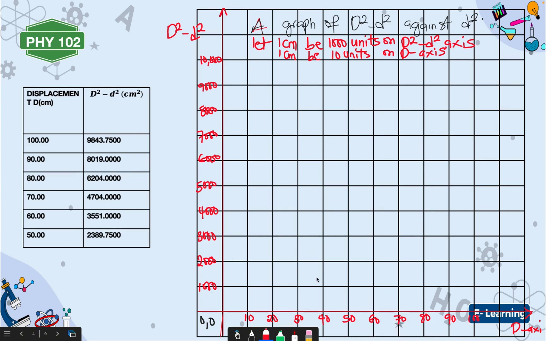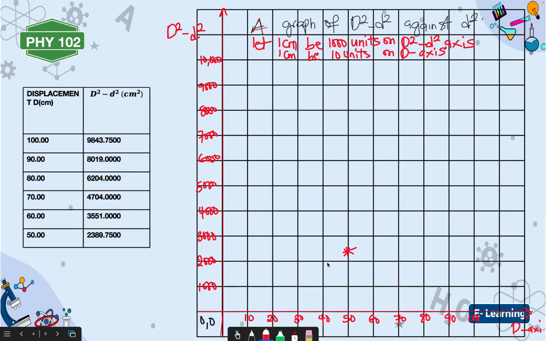All right, so let us start plotting our graph. Now, the first value you have here is 50. The value there is 2389. So we have 50 here. This is 2000. So we have 2389, which is almost 2400. So it will be somewhere around here. Let's mark this point. You should know how to plot a graph by now.